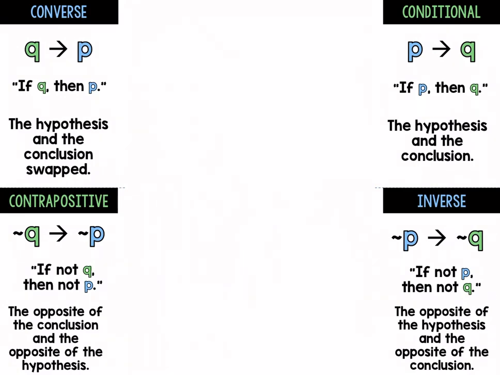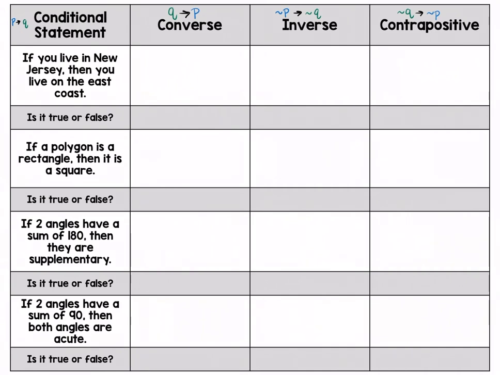Okay, so now let's open up. We have this table that we're going to fill out. So first things first, if you live in New Jersey, then you live on the East Coast. The first thing we're going to do is identify the hypothesis. So if you live in New Jersey, that's your hypothesis, right? That's after the if. Then you live on the East Coast.